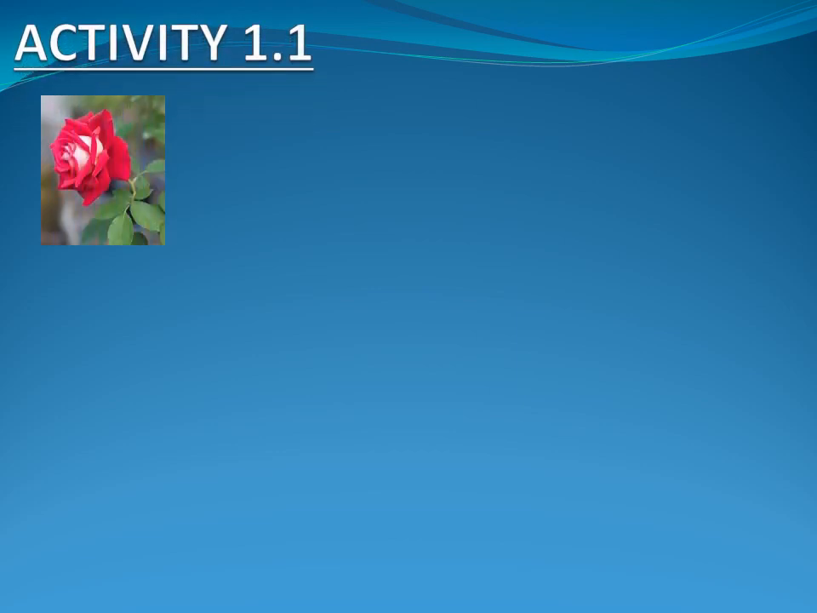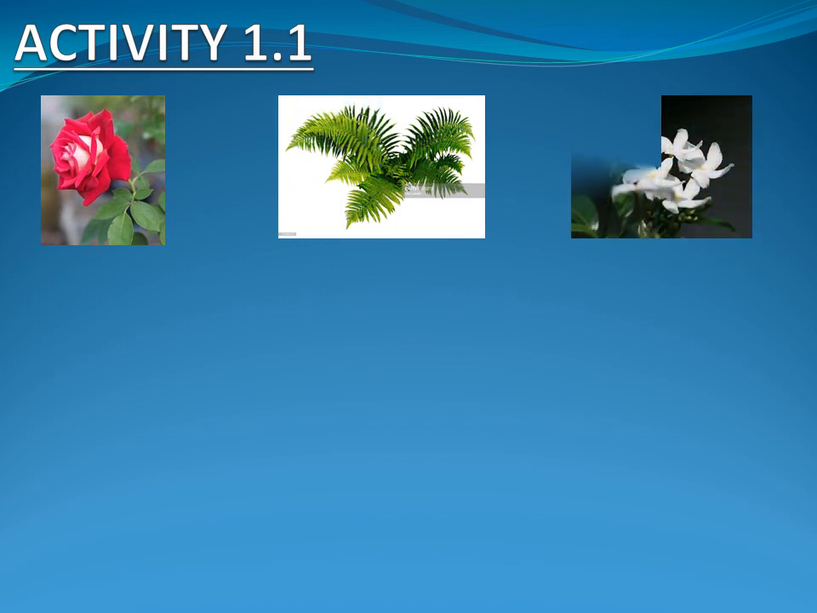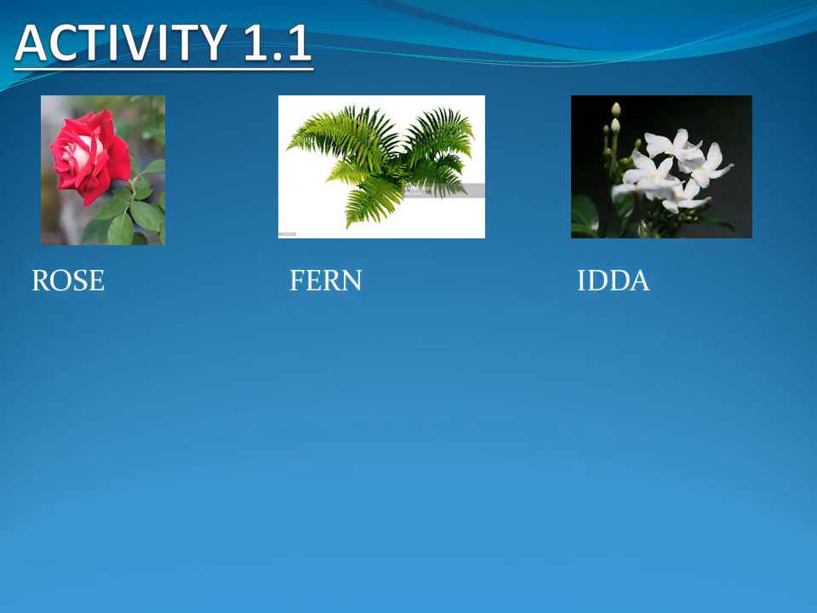Activity 1.1, let's move to activity 1.1. There are some plants and we should say whether they are flowering or not flowering. So guys, I think rose is a beautiful flower and you can see some beautiful flowers in this picture also. Rose is an absolutely beautiful flower, so that has a flower.